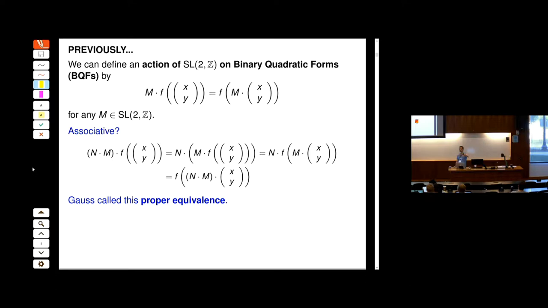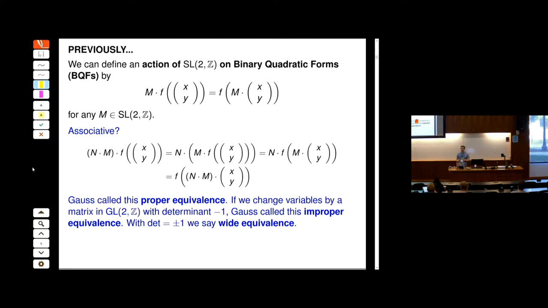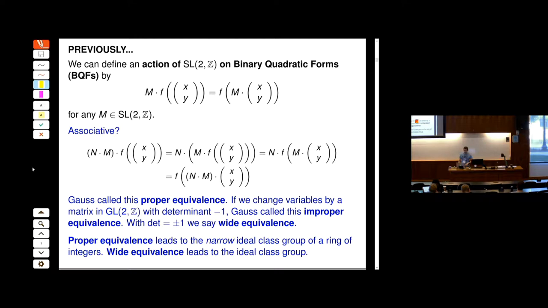So what we've done here with SL2Z equivalence, what I was doing last time, is what Gauss called proper equivalence. And if you are changing by a matrix with determinant minus one, he called that improper equivalence. And if you're doing all of GL2Z, that's wide equivalence. And what will happen, if you've seen class groups before, is that proper equivalence corresponds to narrow class groups, and wide equivalence corresponds to the wide class group, or the ideal class group.